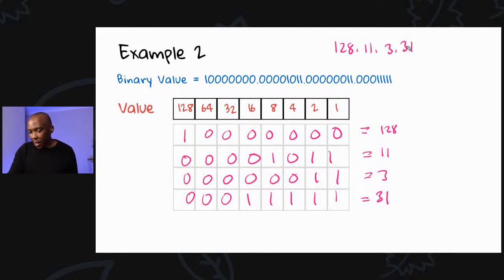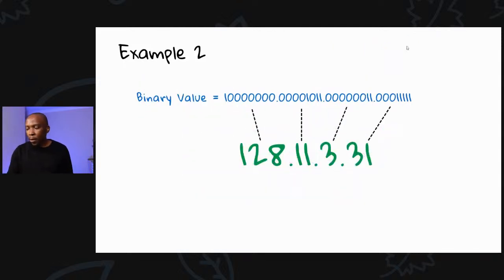Let us check to confirm that that is correct. Just gonna go to the next slide, and there we go. 128.11.3.31. So if you came to this particular conclusion, fantastic. Converting from binary to decimal, or binary to IP address, means you get it. It does not get any worse than this. This is all it takes, converting from binary to decimal.